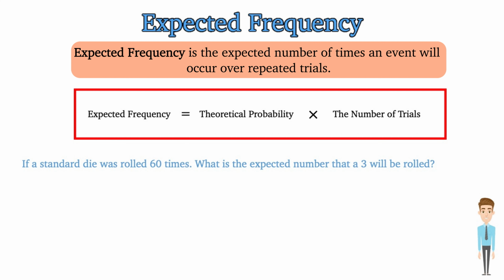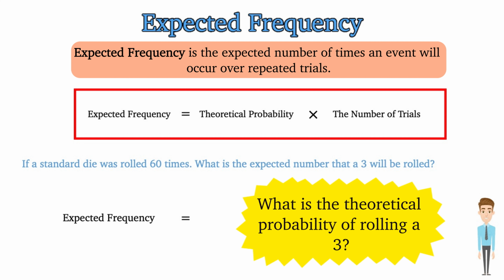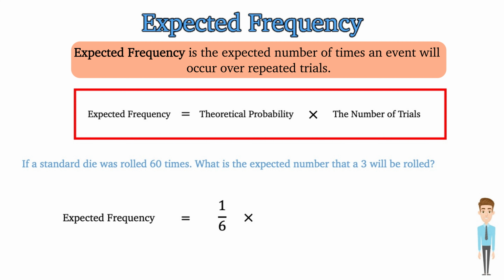If we wanted to roll a standard die 60 times, what is the expected number that a 3 will be rolled? We can predict this number using the formula. What is the theoretical probability of rolling a 3? Yes, 1 out of 6. And the number of trials would represent the number of times the die was rolled, which is 60, which tells us that the number 3 would appear 10 times.